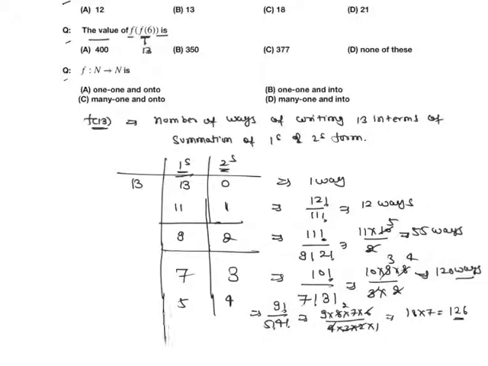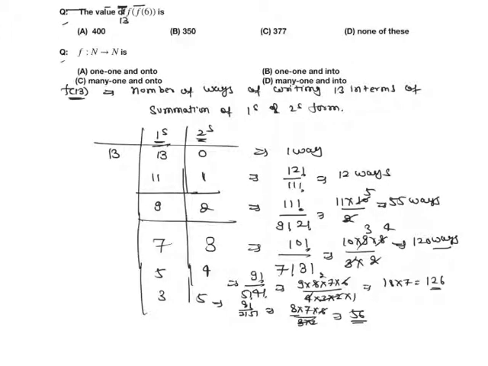Next one is, if I use 1 three times and 2 five times. So total number is 8 factorial divided by 3 factorial into 5 factorial. This we can do 8 into 7 into 6 divided by 3 into 2. So 6 getting cancelled, 8 into 7 is 56. Next is if I use 1 one time and 2 six times. So this will be 7 factorial divided by 1 factorial into 6 factorial. This becomes 7 ways.